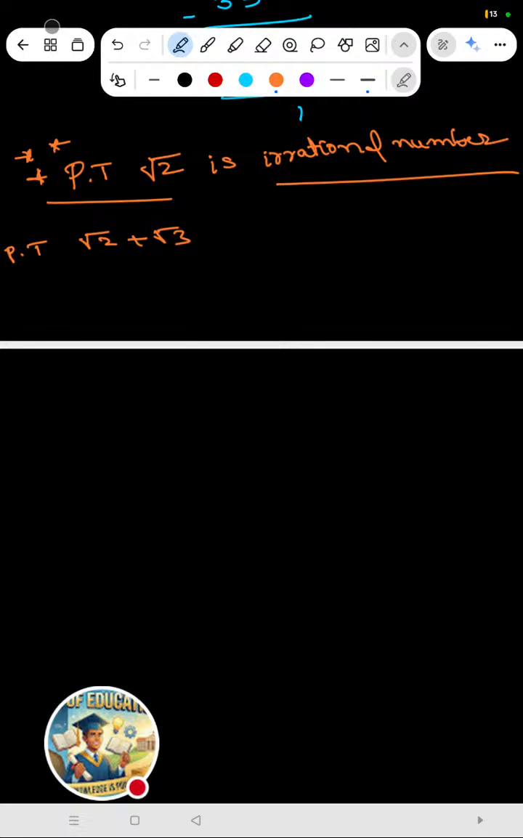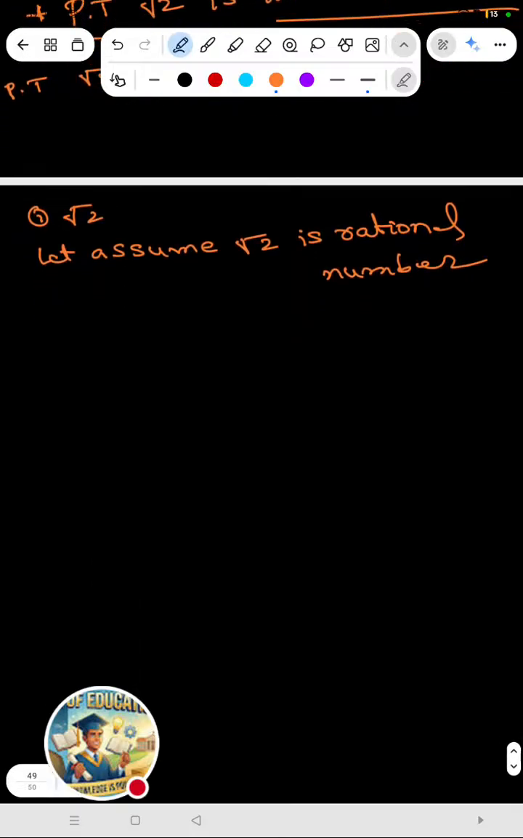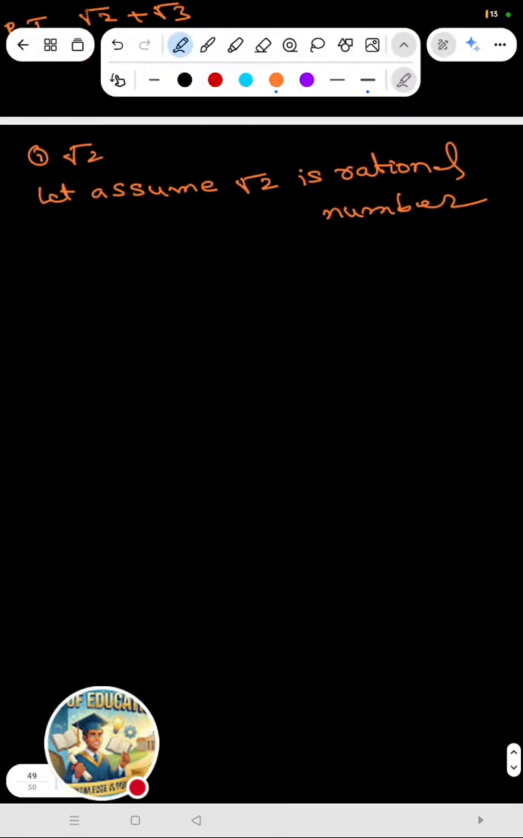Now look at root 2. I will explain here. First question, for root 2, let us assume root 2 is a rational number. Okay, first we have to assume it is a rational number.